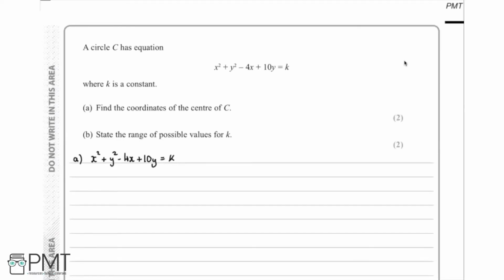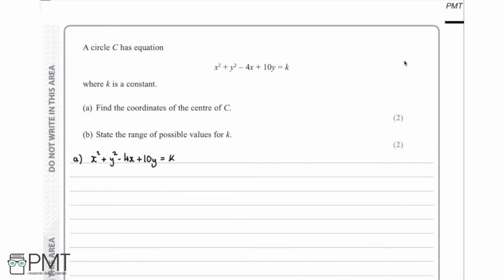So in this question, we're given a circle C, which has the equation x squared plus y squared minus 4x plus 10y is equal to k, where k is a constant. For part A of this question, we're asked to find the coordinates of the center of the circle C. So what we're going to do here is get the equation of the circle into a form where we can read the center from it.